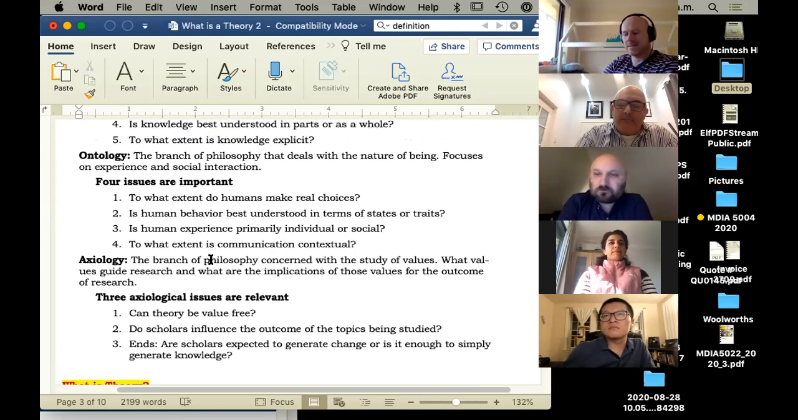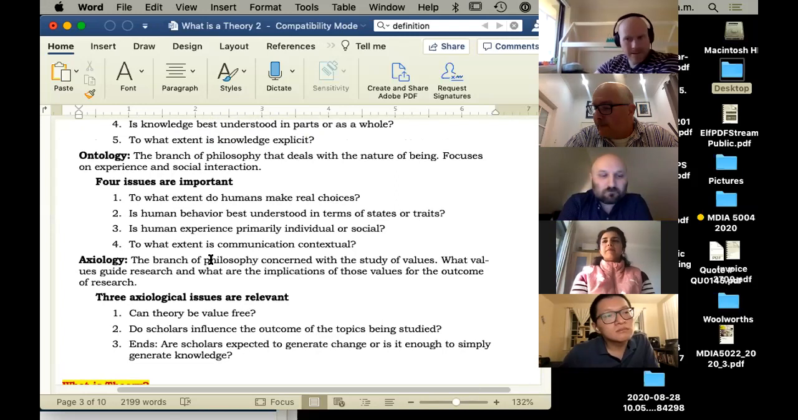And I'm sorry, can you please explain a little bit on the ontology question, is human behavior best understood in terms of states or traits? I guess I'm not just grabbing a little bit, like, what's it about? Yeah, so it's the idea of biology versus culture, that are we born with some sort of behavior?